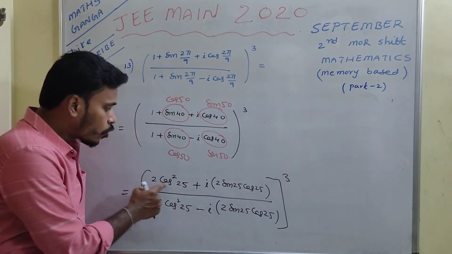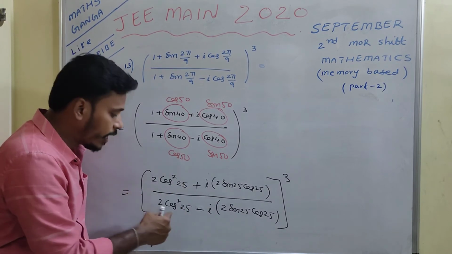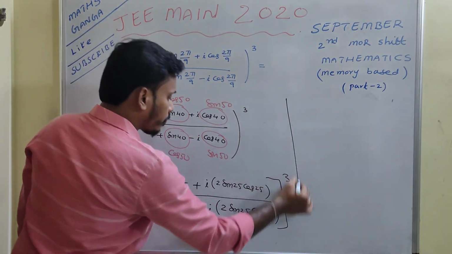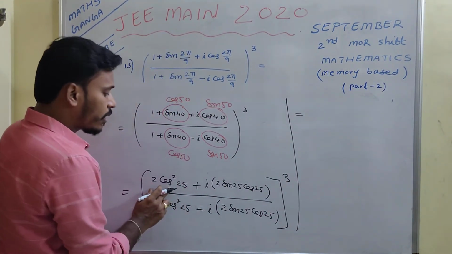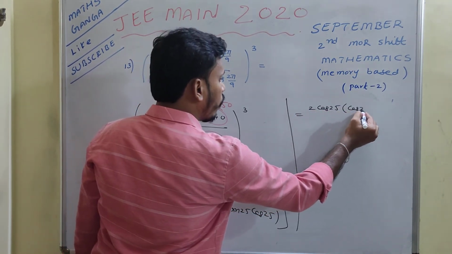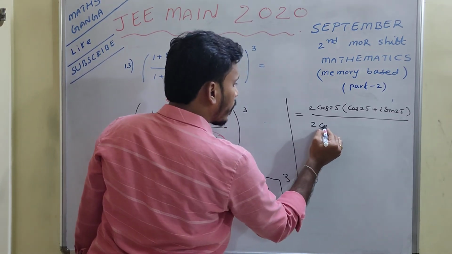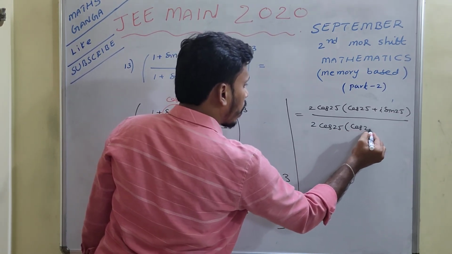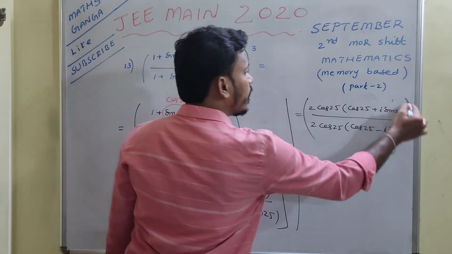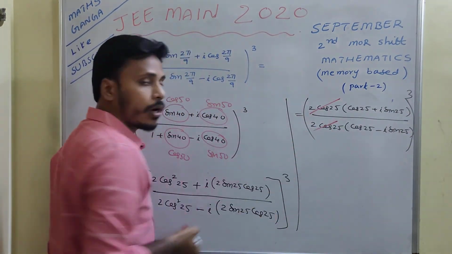This total thing to the power 3 we need to simplify. So just have a look. 2 cos 25 is a common thing. Just common out 2 cos 25 from the numerator and common out 2 cos 25 from the denominator, and cancel it. And then you are left with what? Here, if you common out 2 cos 25, I am writing again: 2 cos 25 of (cos 25 plus i sin 25) divided by 2 cos 25 of (cos 25 minus i sin 25), whole to the power 3 is already there. So you just cancel out this 2 cos 25.